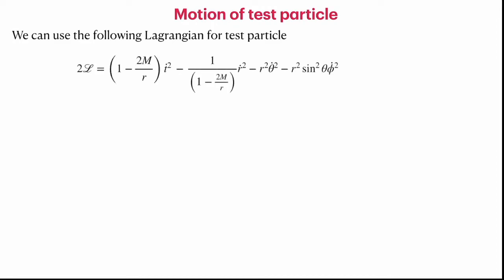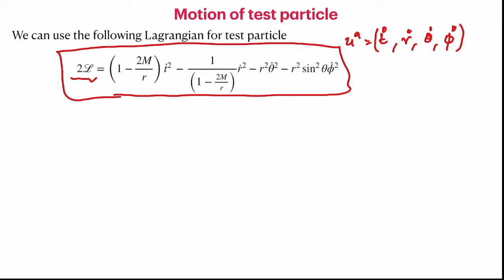So what we have is a Lagrangian. ds² itself acts as a Lagrangian with the 4-velocity u^a = (t dot, r dot, θ dot, φ dot). So this is the 4-velocity of the particle, and then this is the Lagrangian which we have. Then we can use the Euler-Lagrange equation to get the equation of motion, or geodesic equation.